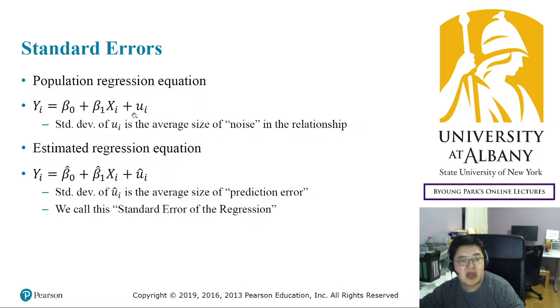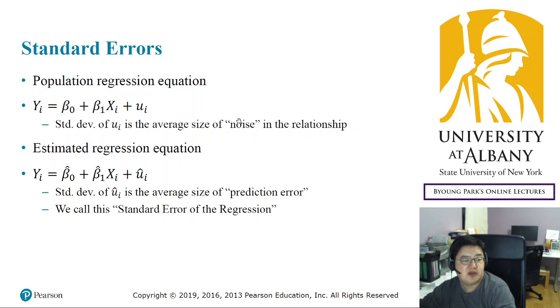By the way, the error term is always assumed to be mean zero, so expectedly zero. That's kind of the definition of error. So expectedly zero, but sometimes it could be negative, sometimes it could be positive. So the mean is not important for the error, but more important is the standard deviation. The standard deviation of the error term is the average size of the noise in the true relationship between test score and student-teacher ratio.